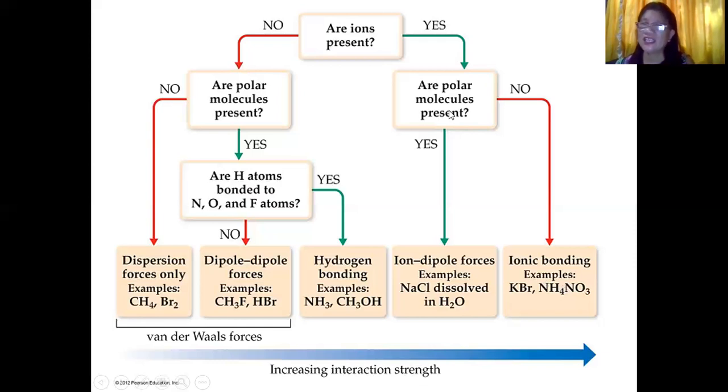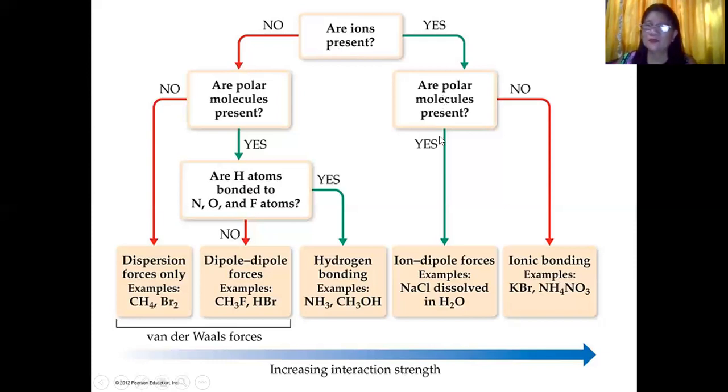But if it is all non-metal, it has a tendency to be a polar molecule. If ions are present, meaning there is a charge, the next question is: are they polar molecules? If polar, meaning all are what? All are non-metal plus non-metal.